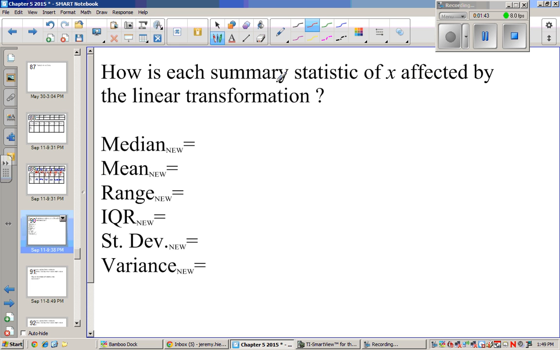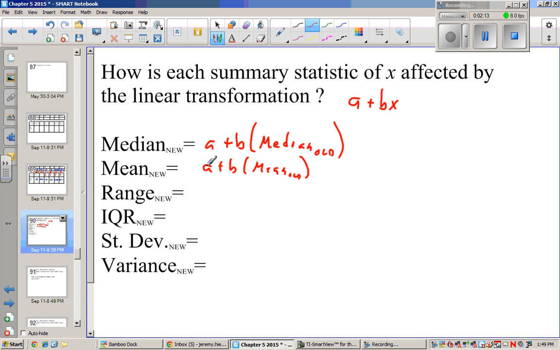So say I have a function and I'm going to transform this using the function a plus bx. Now the new median is going to be a plus b times the old median. The new mean is going to be a plus b times the old mean. However, the range isn't affected by that a. It's just the b that is affected.